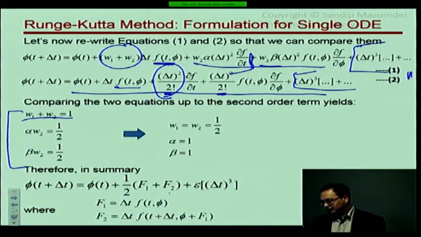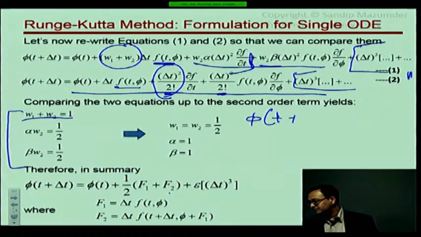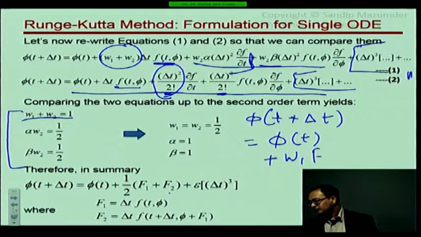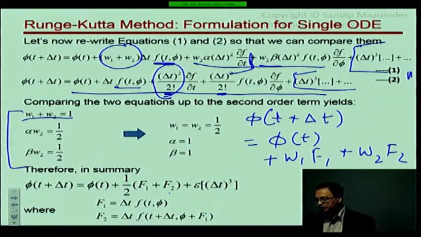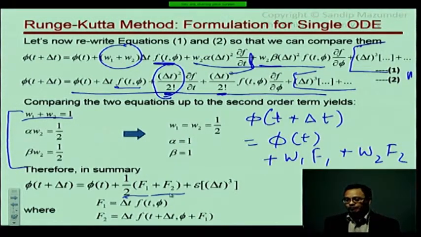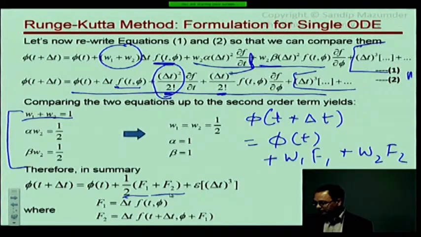All right. So once we have that, then we plug it back into our original formula. Remember, our original formula was phi at t plus delta t is equal to phi t plus W1 times F1 plus W2 times F2. That's what we have done here. W1 and W2 are equal to half, and therefore we end up getting this formula. The truncation error, the terms that we have thrown away are these terms, the cubic term. So that's our cubic term right there.